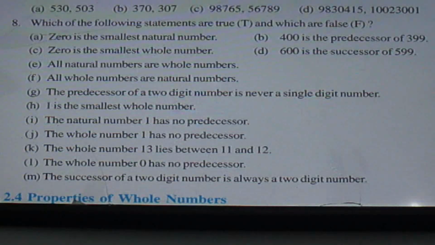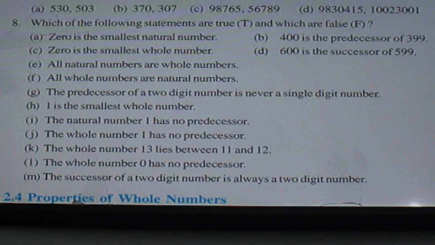Now B. 400 is the predecessor of 399. No, it is also false. Why? Because predecessor means we have to subtract 1, and if we subtract 1 from 399, then what will we get? 398, which is the predecessor of 399 and not 400. 400 is the successor. Therefore the second option is also false.